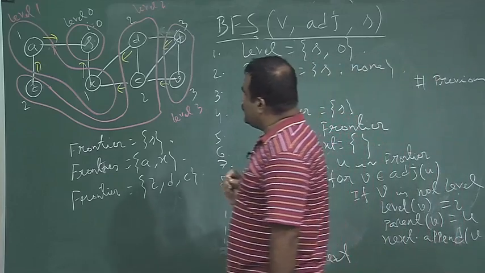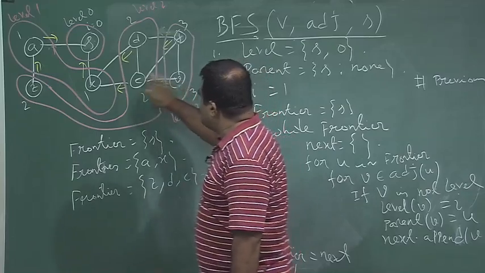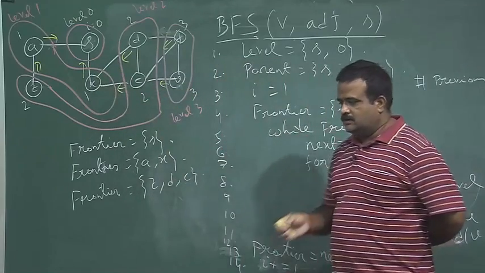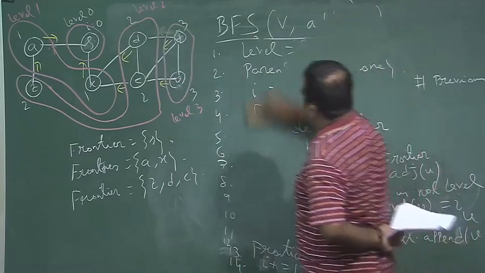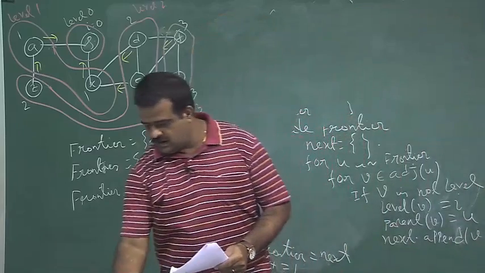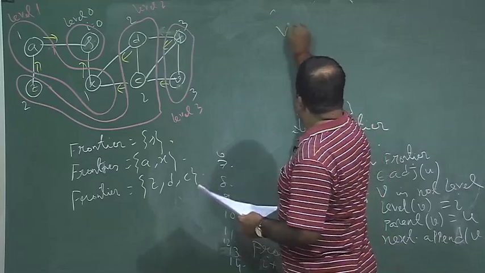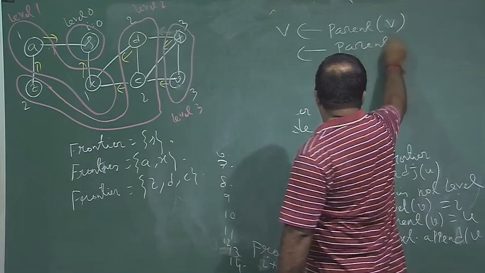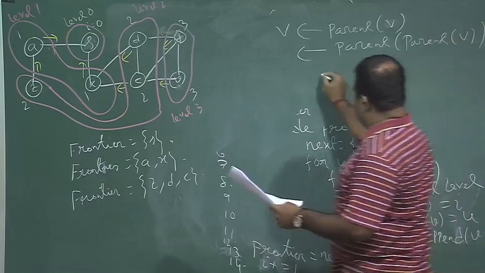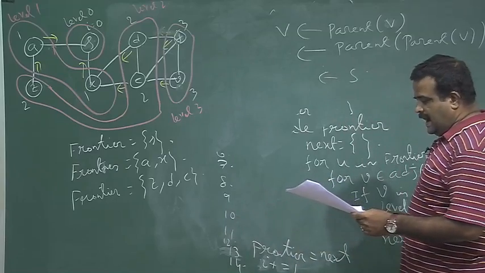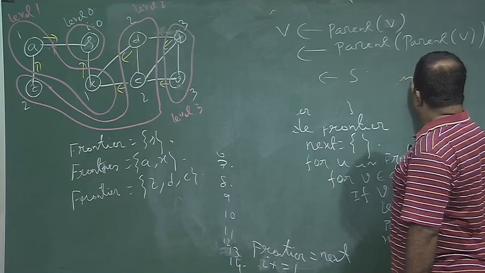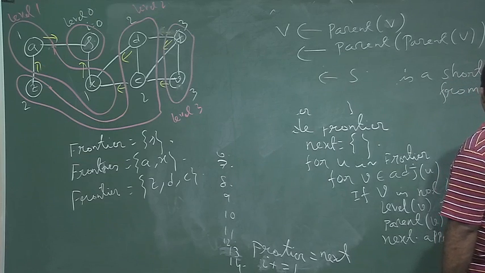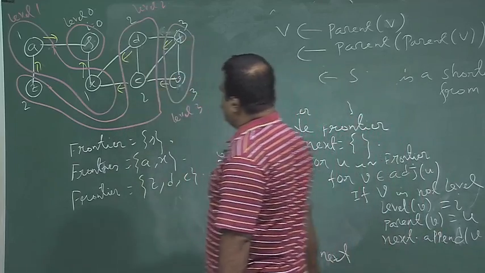Now what is the use of this parent pointer? Suppose we have a vertex V, and we want to reach from V to S. How can we do that? We just follow this parent pointer link, and this will give us a shortest path. We explore this link like V, then parent of V, then parent of that, and slowly we will reach S. This is a shortest path from S to V. So, we just follow this pointer and we get the shortest path.